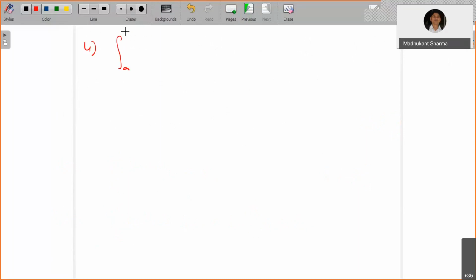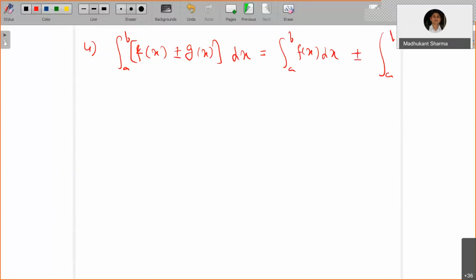Integration a to b of f of x plus or minus g of x dx, you can obtain as integration a to b f of x dx plus or minus integration a to b g of x dx. So plus corresponds to the plus sign and minus corresponds to the minus sign. We have also listed out this property.